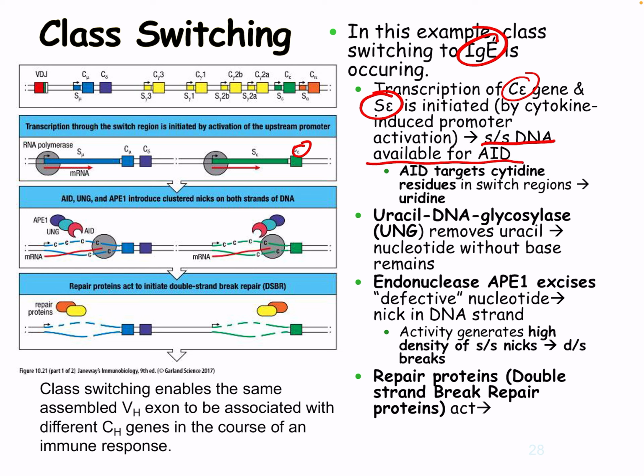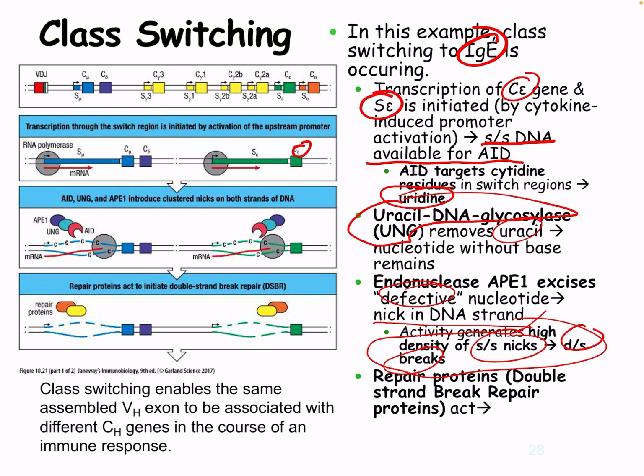AID will target cytidine residues in switch regions, changing them to uridine. Then we have our UNG, uracil DNA glycosylase, which removes uracil. This results in a nucleotide without a base, which then remains. Then we have our endonuclease APE1, which excises the defective nucleotide, causing that nick in the strand. Then we have activity of high density. This activity generates a high density of single-stranded nicks and double-stranded breaks. And then we'll have our repair proteins, including double-strand break repair proteins, which then act.